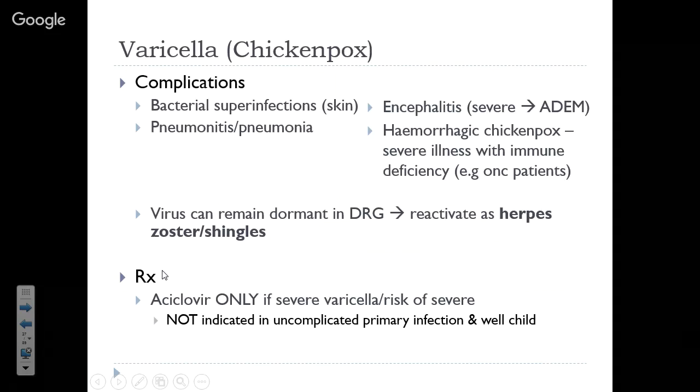Complications, basically a wide range of bacterial complications can occur. So skin, pneumonia, encephalitis, and hemorrhagic chickenpox as well, which is quite rare. And as we all know, the virus can remain dormant in the dorsal root ganglia and reactivate later in life as shingles. And as we mentioned before, acyclovir only if there's a severe disease or risk of severe disease. If it's an uncomplicated infection, then you can generally just discharge home with supportive management.